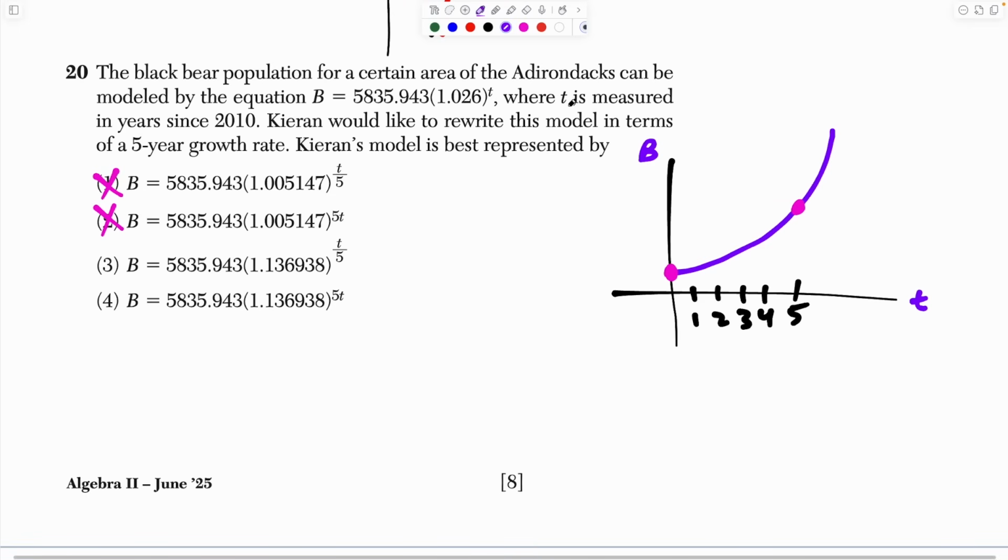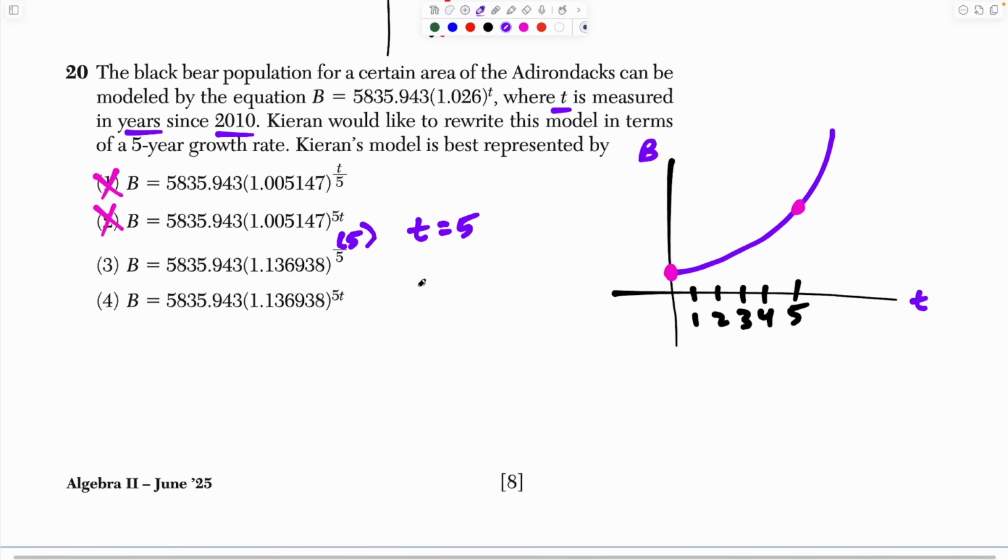But remember, they told us t is measured in years since 2010. So if we're jumping 5 years at a time, when we plug in t equals 5 to the first equation, we get, over here, 5 divided by 5 is 1, and we apply this new base 1 time because we're just jumping 5 years at a time.